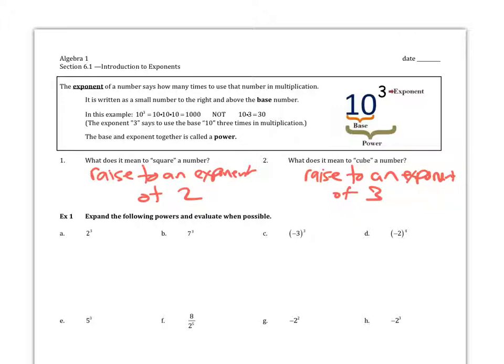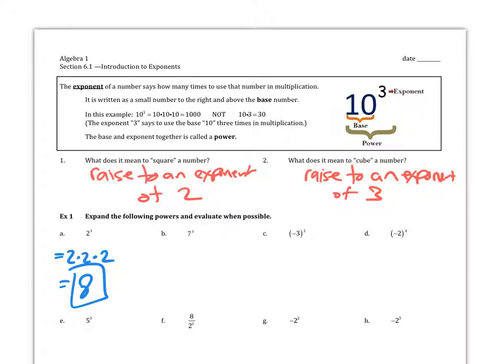So in example 1 here, it says expand the following powers and evaluate when possible. So if the math's not too crazy, we'll evaluate it. Okay, so 2 to the third really means 2 times 2 times 2, 3 times. 2 times 2 is 4, times 2 is 8. So 2 to the third is 8.